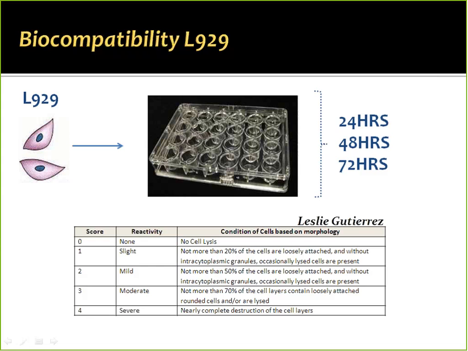And as you can see, what the guidance tells you is that you have a score, a reactivity, and this is the guideline. No more than 20% of cells are loosely attached, no more than 50%, 70%, etc. Well, it gets really tricky at some point to really give this a percentage if you're doing it by eye. And anything that is higher than a 2 fails by the FDA's guidelines. So it's really important to be able to accurately tell whether something is just a mild irritant or a moderate irritant, because it might really preclude you from being able to move forward with that material.